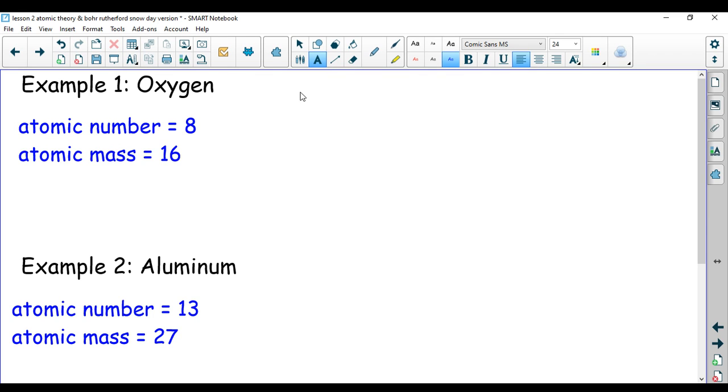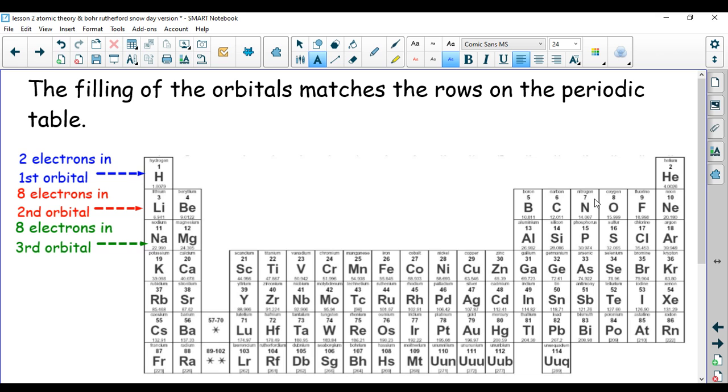Now we're going to do a couple of Bohr Rutherford diagrams. And the first one we're going to do is of oxygen. Now, if I look at oxygen on the periodic table, I'm going to find its location first. And I'm going to see that its atomic number is 8 and its mass number is 16 when rounded.